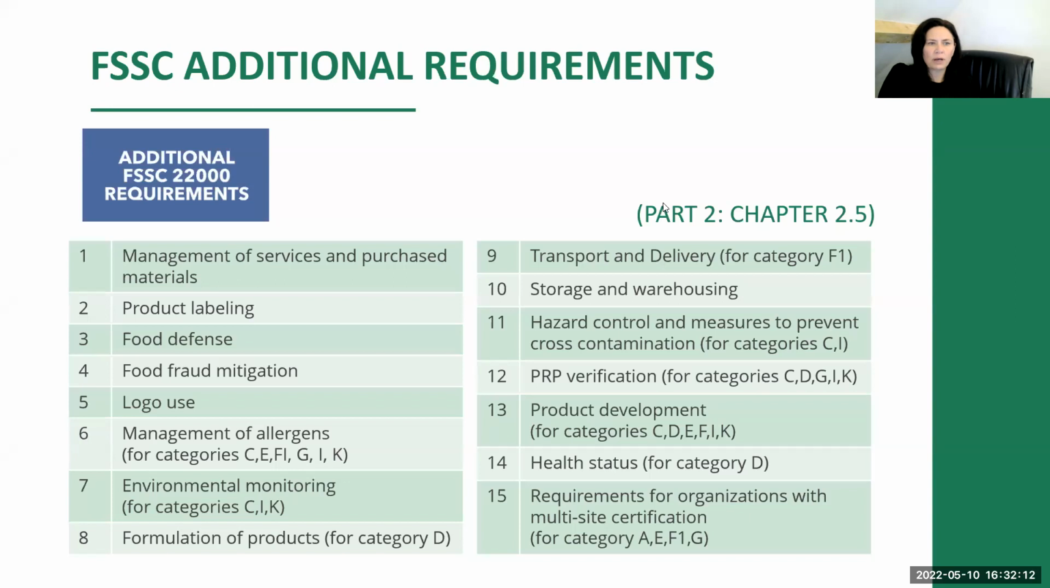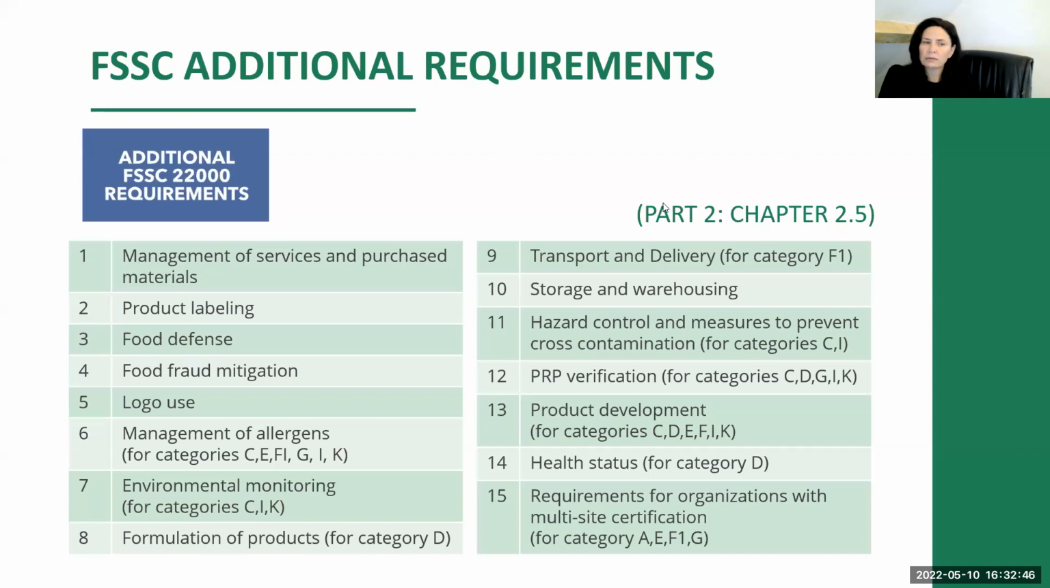So when you look at the requirement, and let's look at number 3, food defense, for example, you will see there's no categories indicated next to it, which means that food defense, the requirement in Part 2, applies to all organizations for FSSC. But then when we look at number 7, for example, where you have environmental monitoring, it only applies to categories C, which is food manufacturing, I, which is packaging, and K for the production of biochemicals.